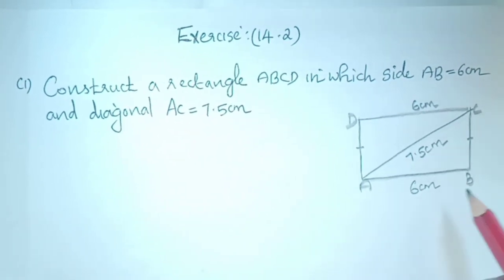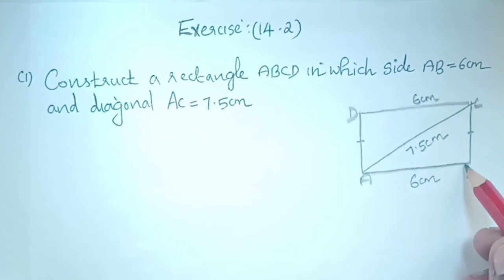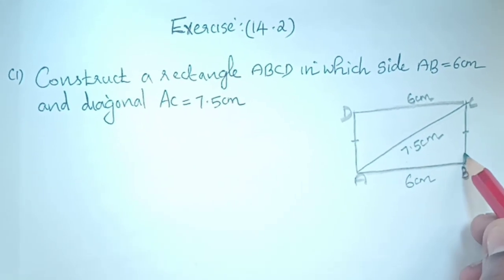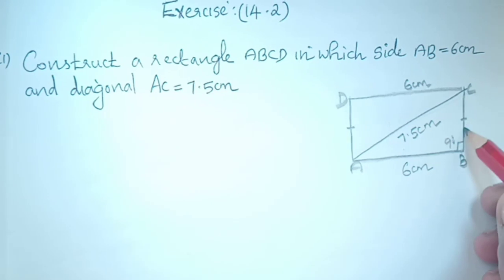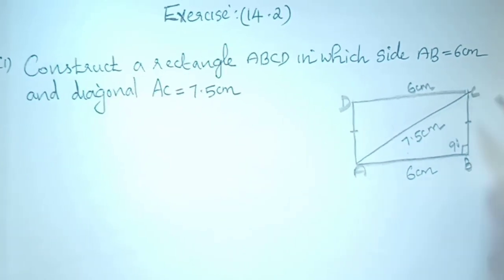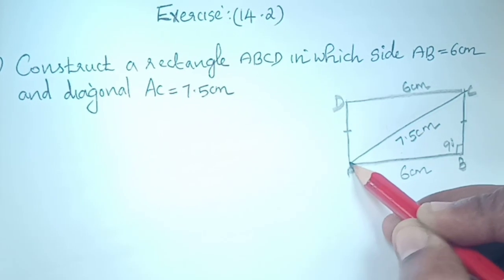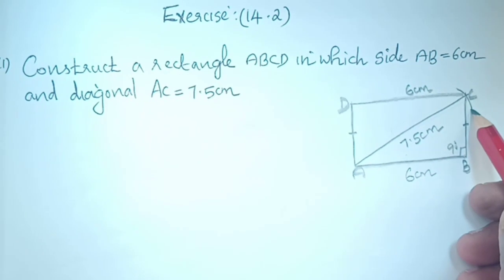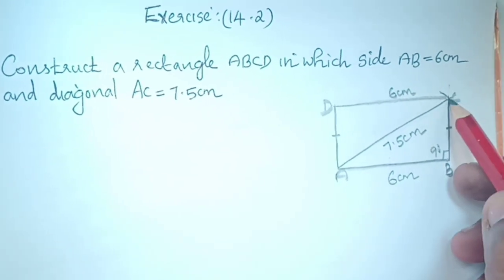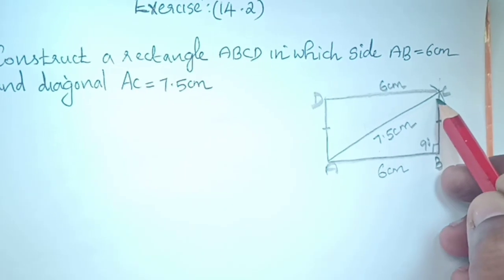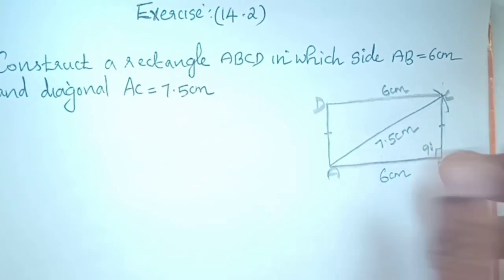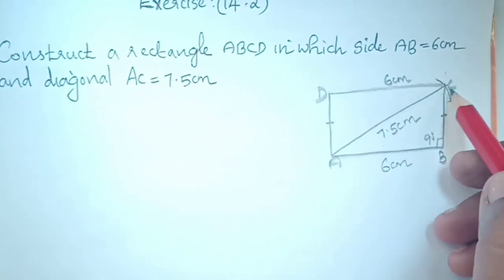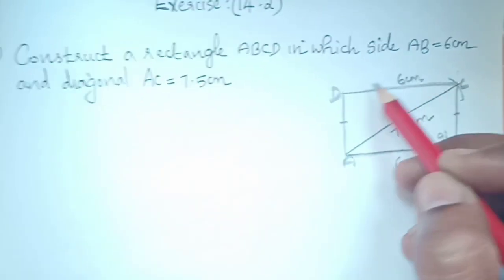Then by using a protractor, measure 90 degrees from B. In a rectangle, each angle is 90 degrees. Then with A as center and radius 7.5 centimeter, draw an arc. That arc intersects this line at C. Then with C as center and radius equal to AB, since AB and CD are equal, draw an arc.